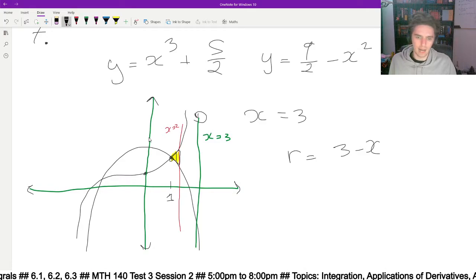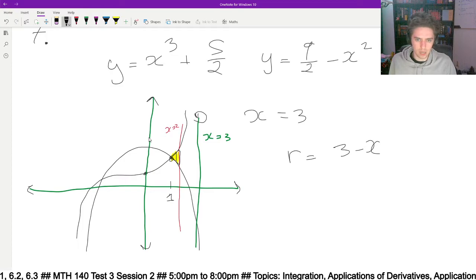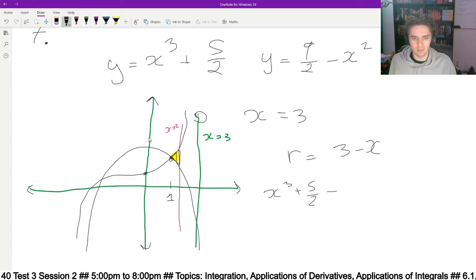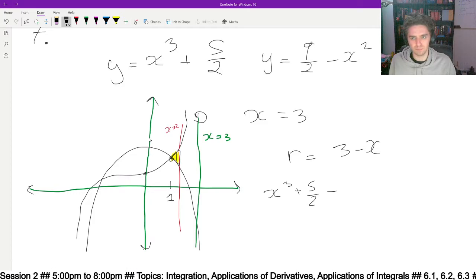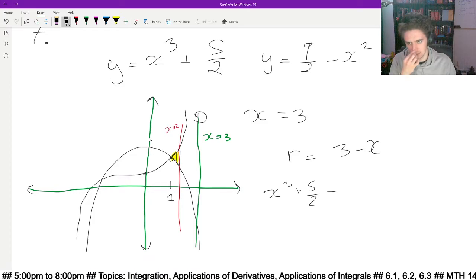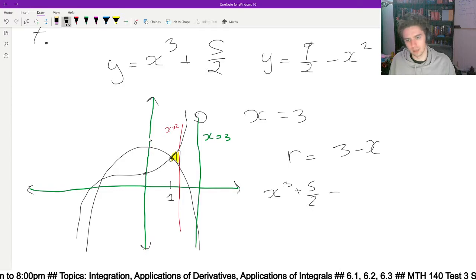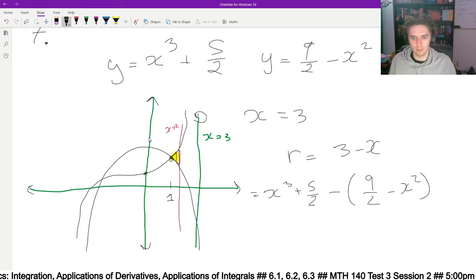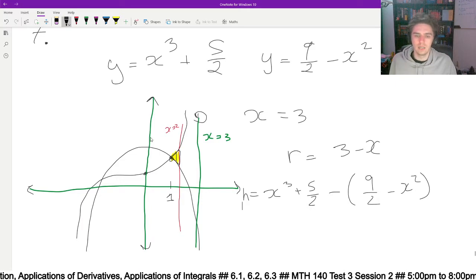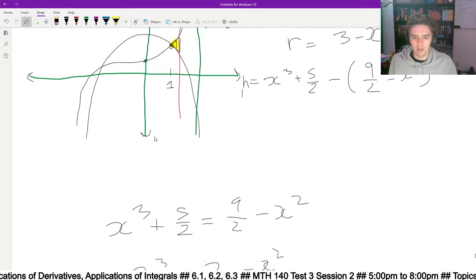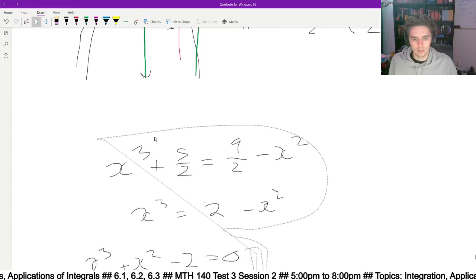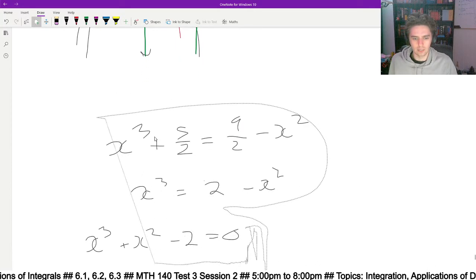Okay. And that height, well, the height is going to be the top function minus the bottom function. So minus 9/2 minus x squared. Okay, and that'll be the height. So we can integrate, right? Oh, maybe I'll move this to the side a little bit. Oh, it doesn't like me scrolling and using the pen at the same time.